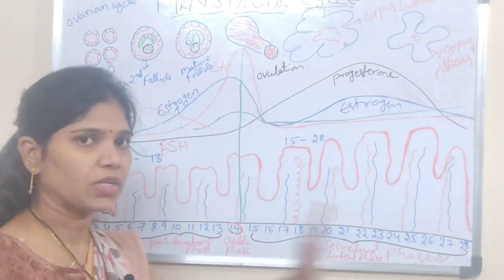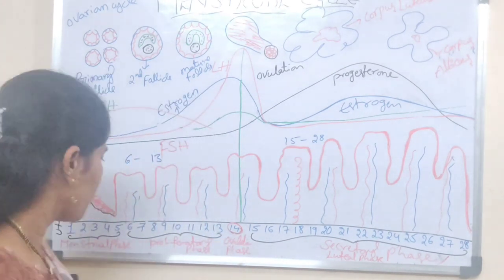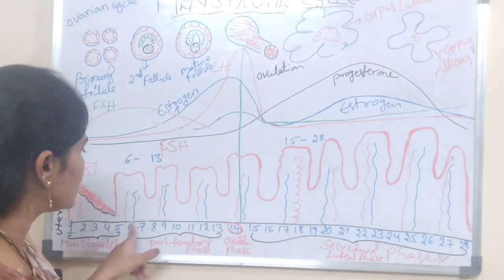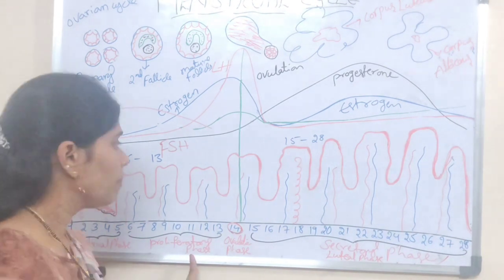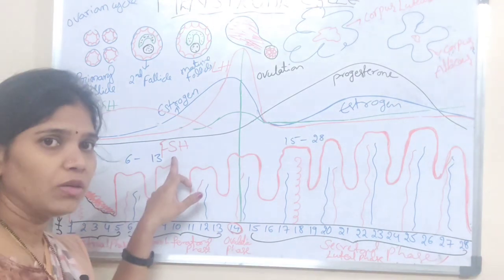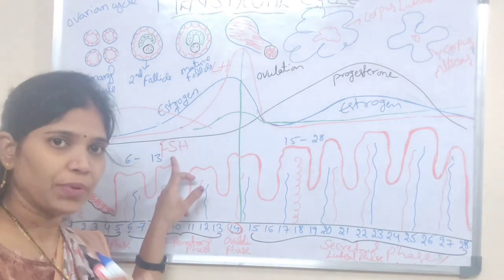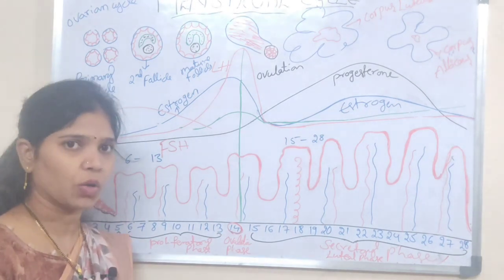Days 1 to 28. The first 5 days are the bleeding stage, that is, the menstrual stage. And coming to days 6 to 13, this stage is called the proliferative phase. In this stage, one type of hormone is released from the anterior pituitary, that is called FSH, follicle-stimulating hormone.